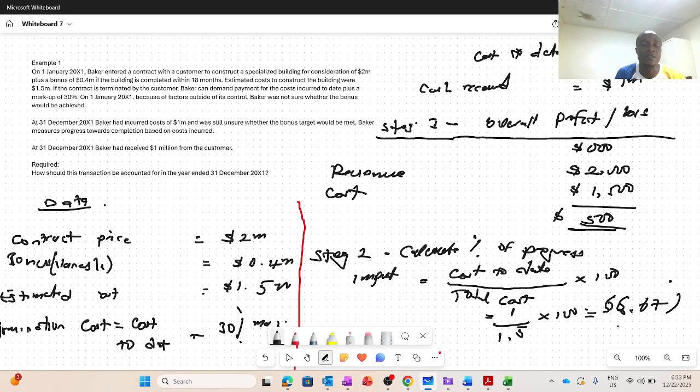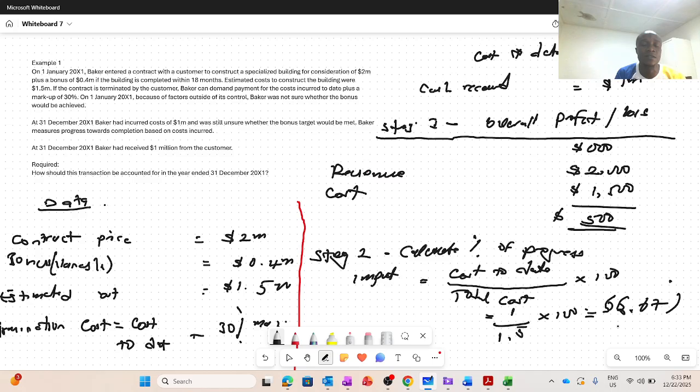So basically, this is just to loosen up. Also, we have an example two which is similar, and you are going to solve it. Nothing is different about example 2. Let me just browse through it to guide you. On 1st January 2021, S entered a contract with a customer to construct a specialized building for 10 million consideration. S is not able to use the building themselves at any point during the construction.